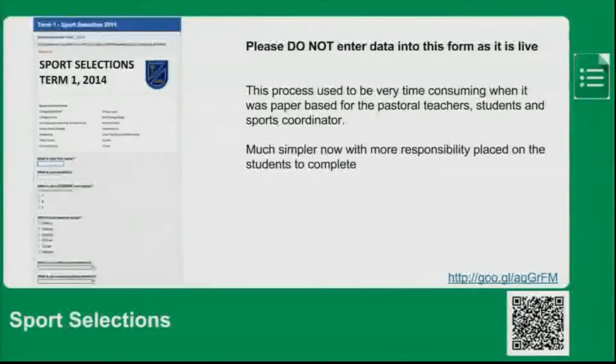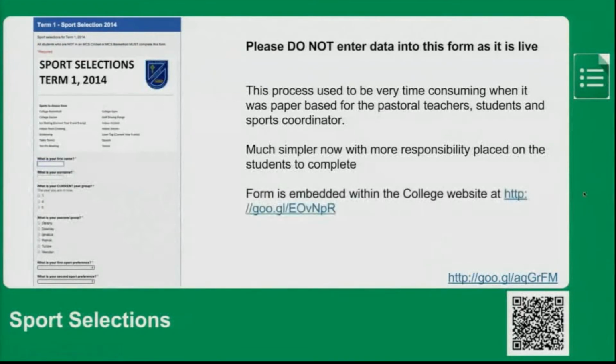Now, it's much simpler for the sports coordinator to gather the data. He just simply communicates out through the school that sports selections are live from the school website, and the responsibility is with the student. It's not with the pastoral teacher who might have lost the forms, or there's no blame anywhere else. It's now with the student. I'm a big believer in student responsibility, and use of forms has enabled us to do that.